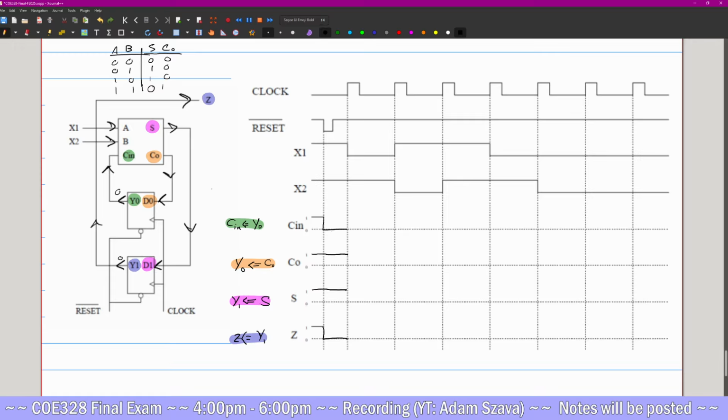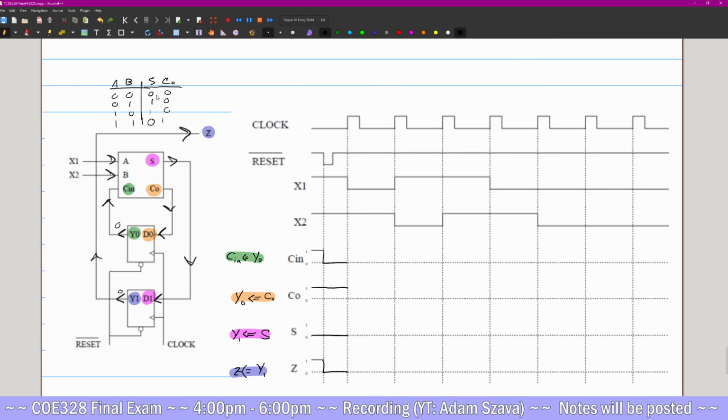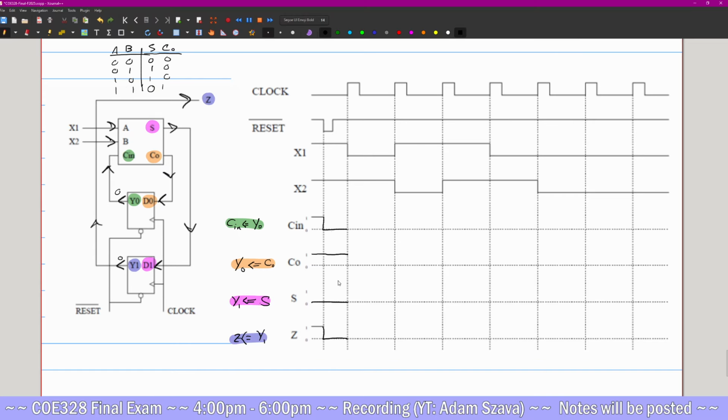So then we have to adjust this here. This becomes a 0 like that. Of course, because the sum is the XOR, and the C naught, the carry out, is the AND of the two. Apologies. And so the sum is going to be just a 0 there for the inputs x1, x2 being 1.